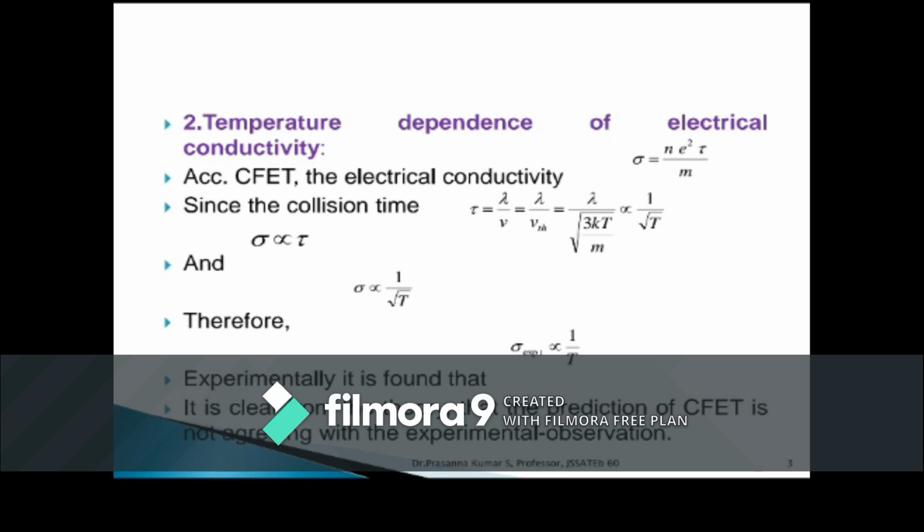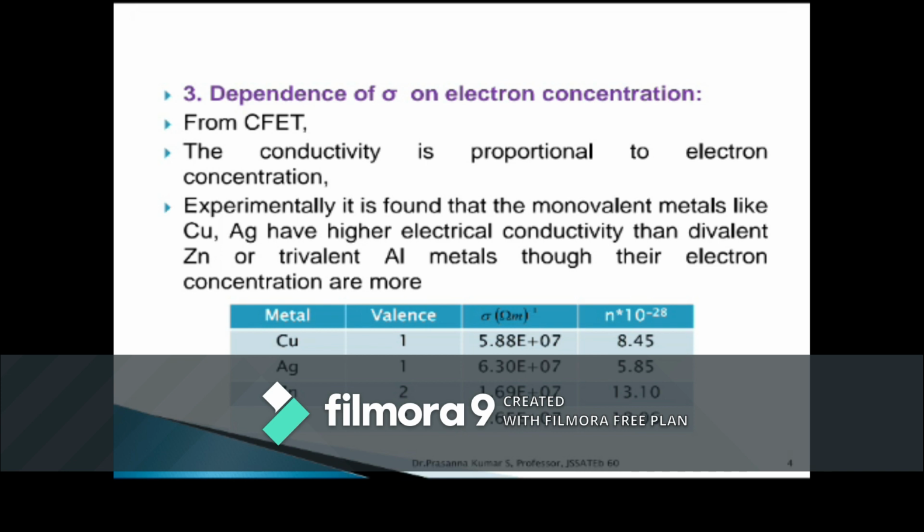This is the observation. And next, according to classical free electron theory, sigma is equal to ne²τ/m. So the conductivity sigma is proportional to n, the charge concentration. Sigma is proportional to charge concentration. According to classical free electron theory, the conductivity sigma is proportional to n.